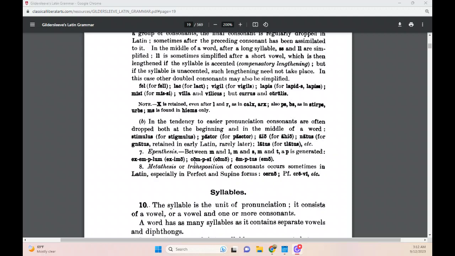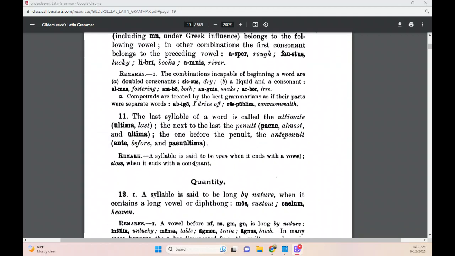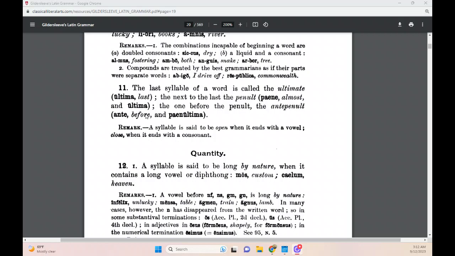Okay, so we can name the syllables using these three names, and as I said, that's going to become important when we learn the rules of accent marks, because we're going to need to name the syllables in the accent rules. You'll see that later on.